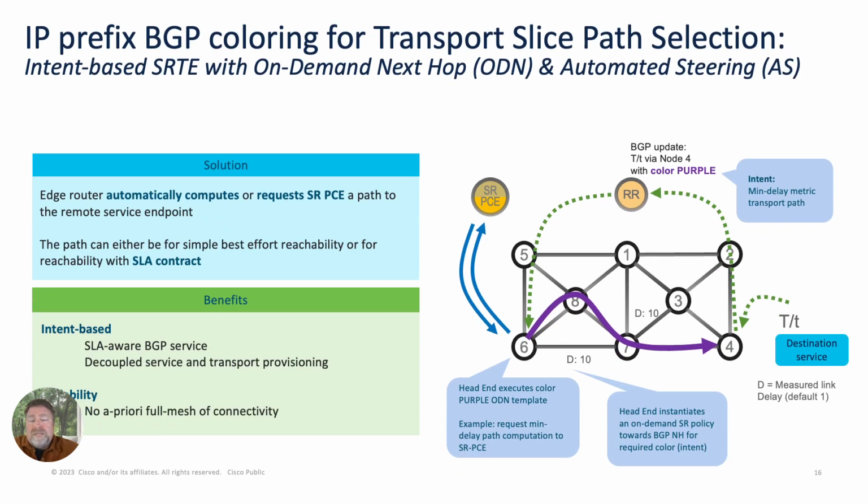I mentioned this earlier, but one of the key features of the solution is the concept of on-demand next hop and automated steering. So by coloring the BGP prefixes at the destination node, BGP will then propagate those prefixes throughout the network with a specific color community. And that color community really symbolizes what treatment that traffic should get. So if it was to get low latency treatment, you color it a certain way. In this case, purple. If it's disjoint path treatment, it might be color red.